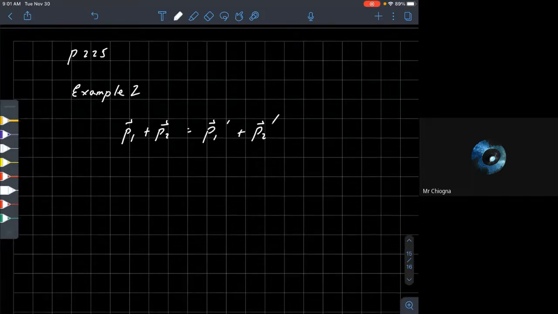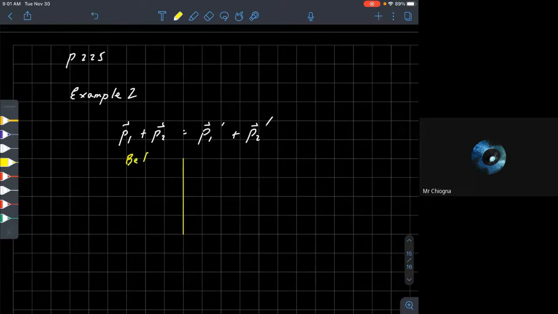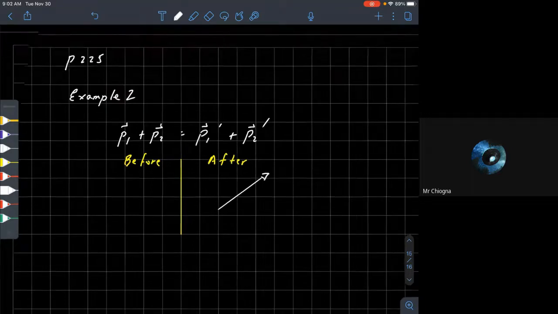So let's put a line down the middle representing the left side is before collision and the right side represents after collision. So what do we know for certain? Well, if you scoot ahead in the problem, it says the 4 kilogram, the first object moves after the collision at 2.8 meters per second at an angle of 32 degrees north of east. So this would be your, I want to draw it in white. This would be your P1.